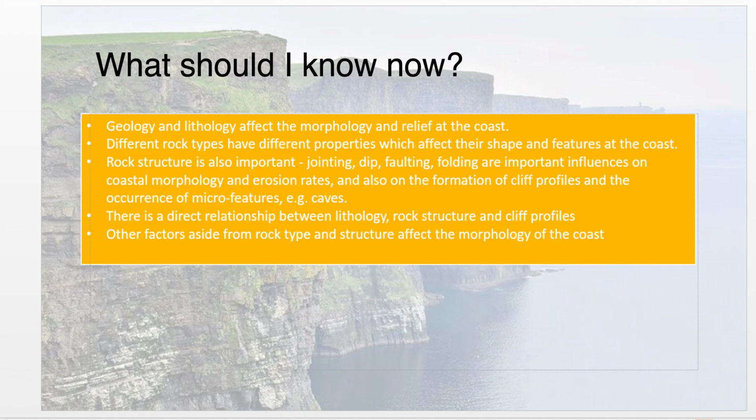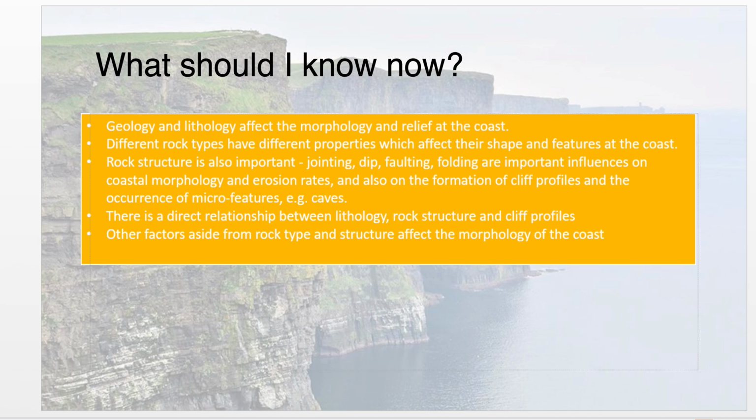So at the end of this lesson, which is a fairly brief introduction to geology, what should you know? You should realise that geology, what it is, and lithology affect the shape of the coast and its relief, and you should be aware that different rock types have properties which affect the shape and features of things at the coast. So not just the rock type, but how it's laid down is important. Its structure, whether it's got joints, what angle the dip is, whether there are faults, whether it's been folded by metamorphic processes. These are all important influences on the shape of the coast. And this is also linked to erosion rates at the coast and also to different cliff profiles.